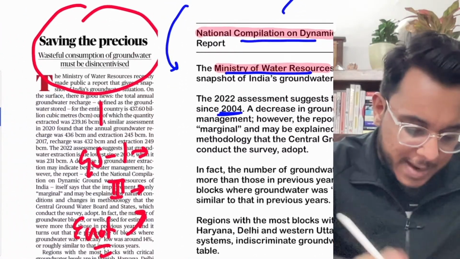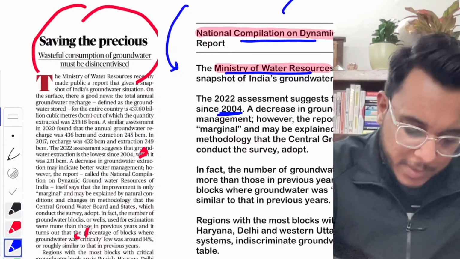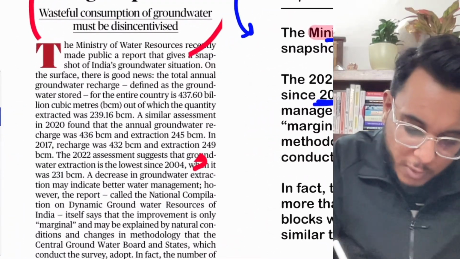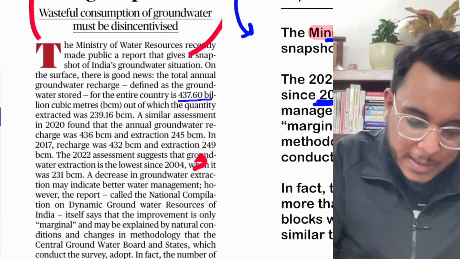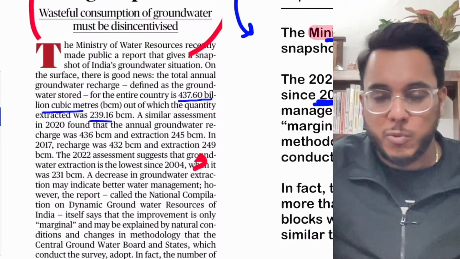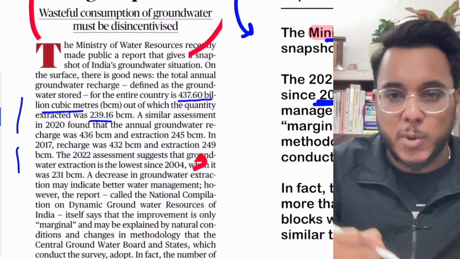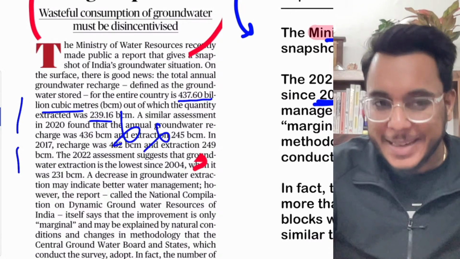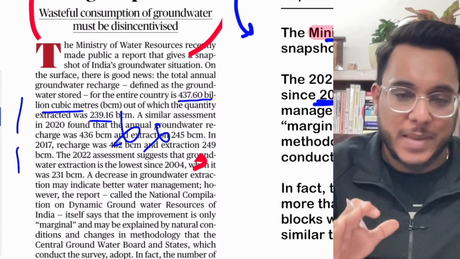Now you see this thing in the article. In the article, the numbers have also been provided. For example, the groundwater was 437.60 BCM, that is a billion cubic meter, out of which 239.16 BCM was the extracted water. So these numbers have also been provided, but I would not suggest you read it or remember it. Why? Because you will not be able to retain it by the time the exam comes.